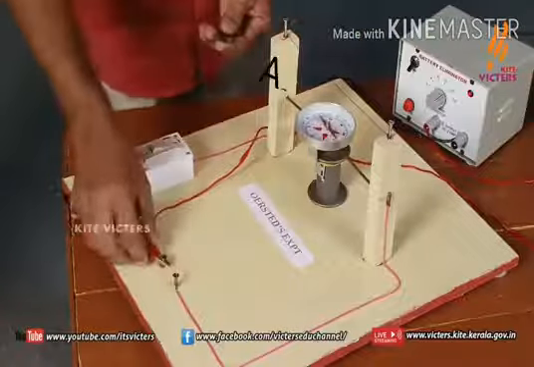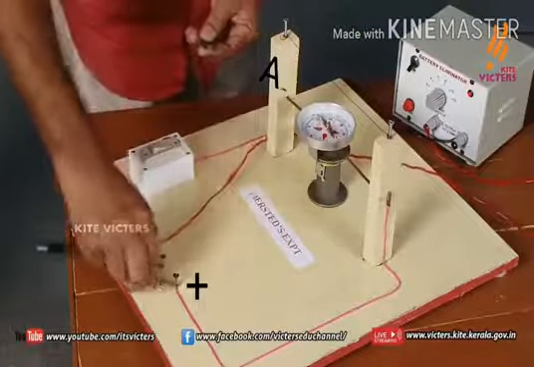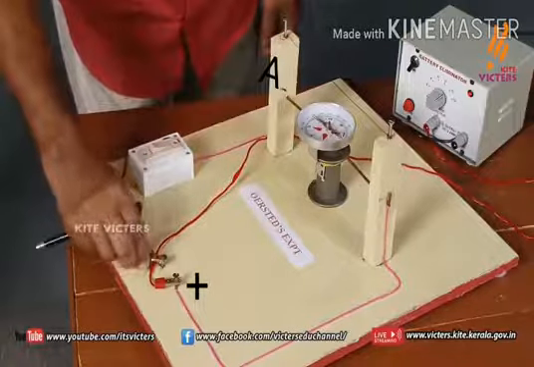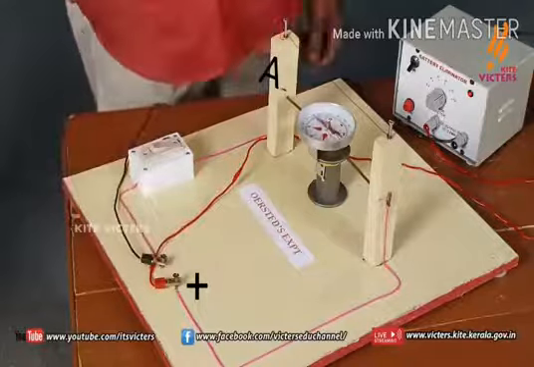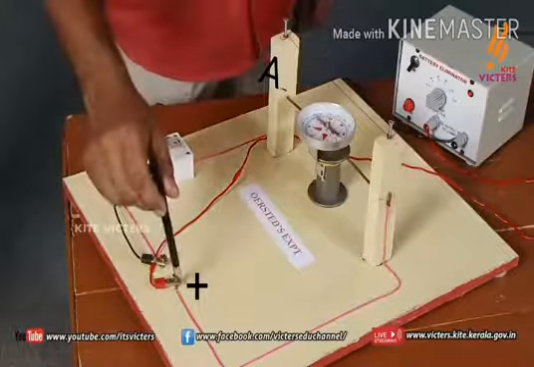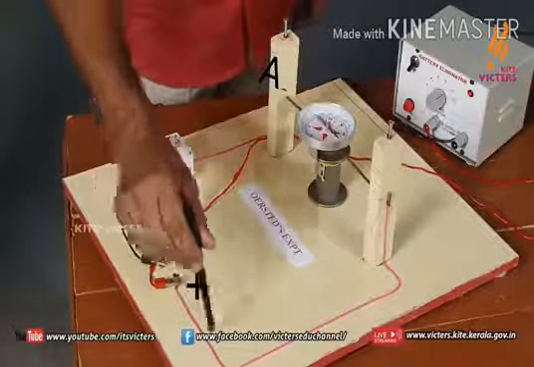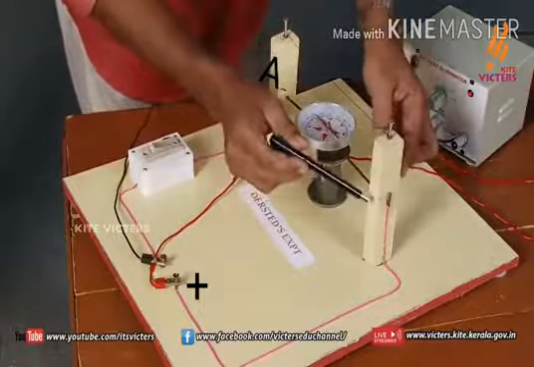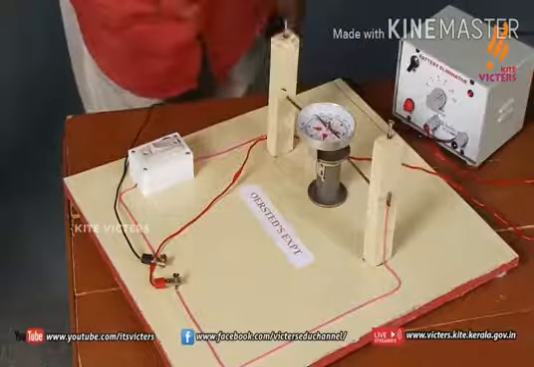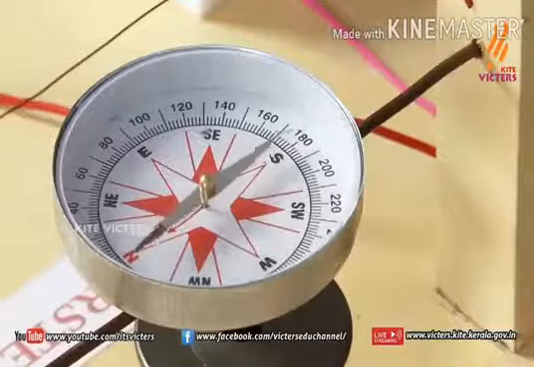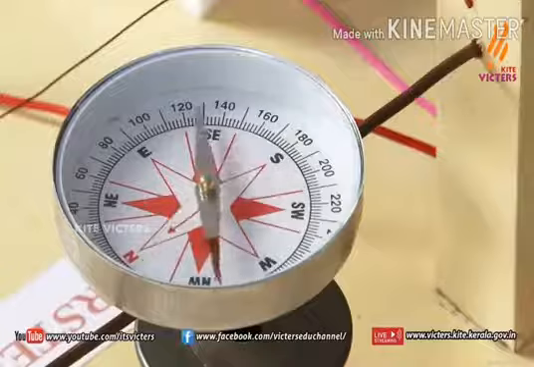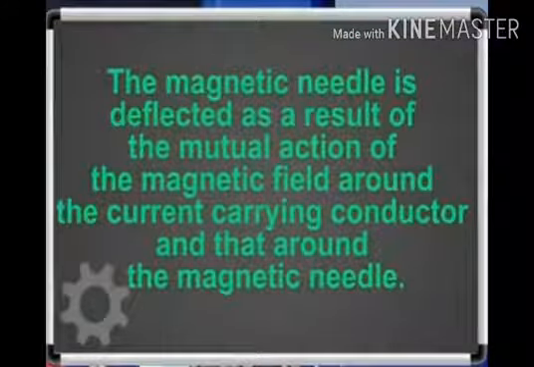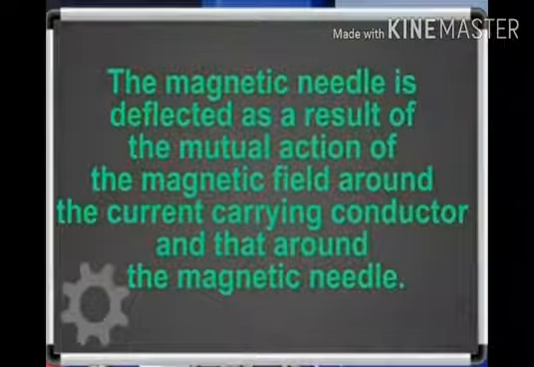Repeat the experiment just reversing the current. For this, the positive and negative terminals of the battery are interchanged. Now, the direction of current is from B to A. Switch on the circuit, observe the direction of the magnetic compass. The magnetic needle deflects in anti-clockwise direction. A magnetic field is developed around a current carrying conductor.